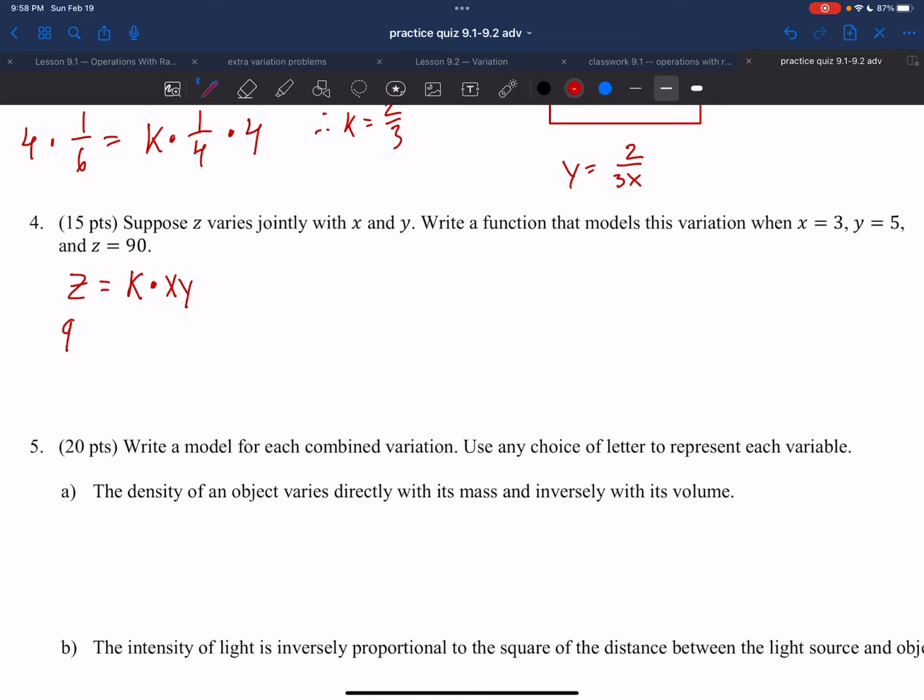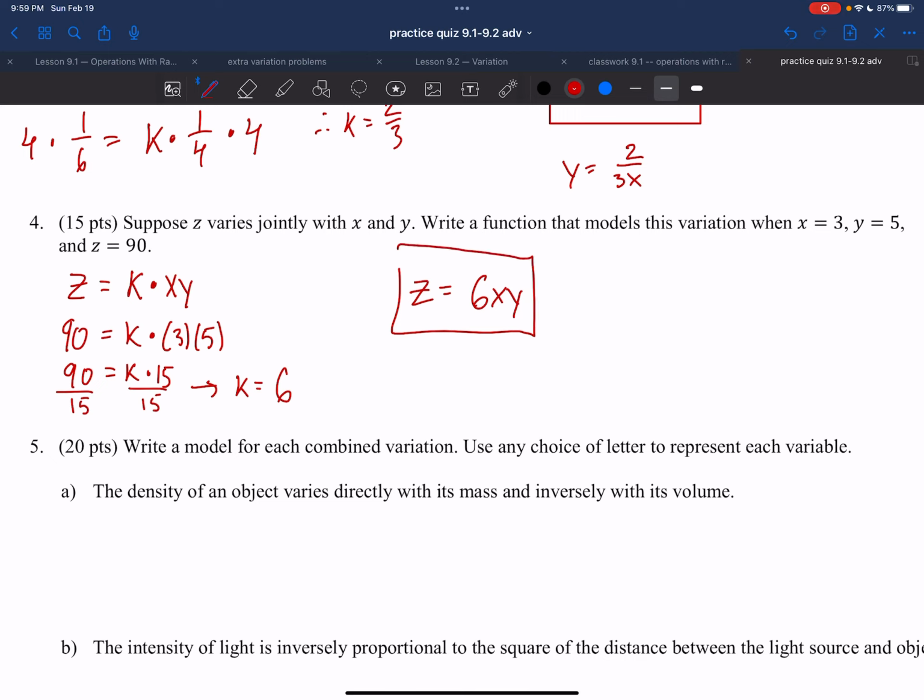So z is going to be 90. Here's k times x is going to be 3 and y is going to be 5. So that's 15. So that's k times 15. I'll divide both sides by 15, which tells me that k equals, how many times does 15 go into 90? Is it 6 times? I believe 6 times. So the equation is z equals 6 times xy. All right? Done. That's it.